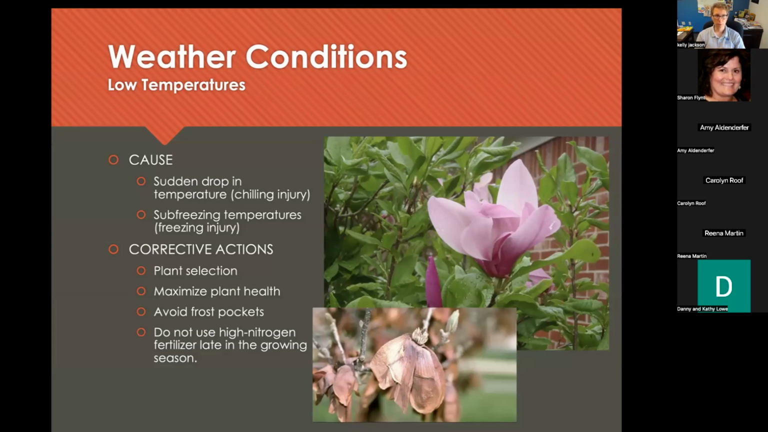So we'll start with low temperatures first, and there's really two different types of those causes. One is a sudden drop in temperature, which we call a chilling injury, and the other one is freezing injury, which is sub-freezing temperatures. Out of these, the chilling injury seems to cause the most damage, but typically the plant can recover better from that. But when we get into sub-freezing temperatures, that goes back to slide number one, looking at plant selection and thinking about our hardiness zone.